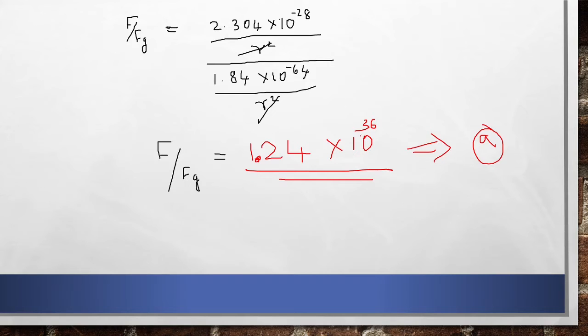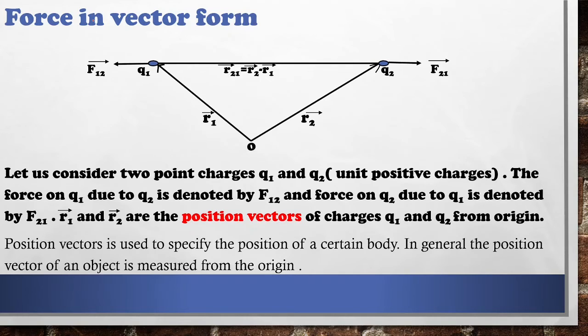So now let's look at how we can represent force in vector form. As you all know, force is a vector because it has both magnitude and direction. The quantity which has both direction and magnitude is known as a vector quantity. So force has both direction and magnitude, so it is a vector quantity. Now let's look into this diagram.